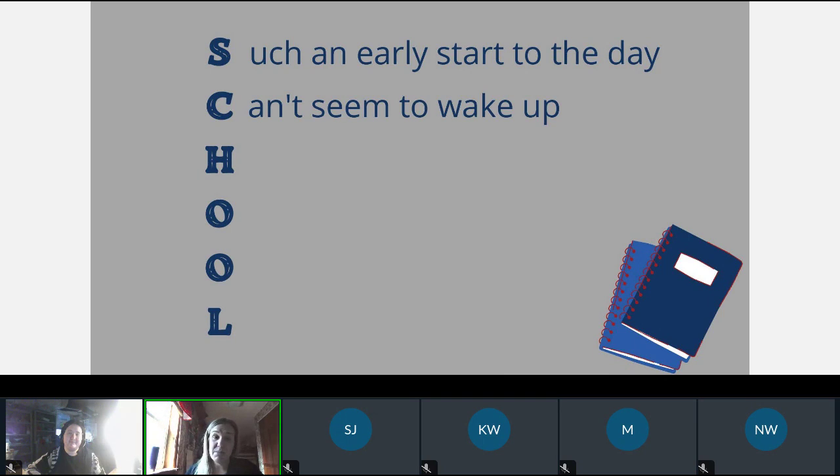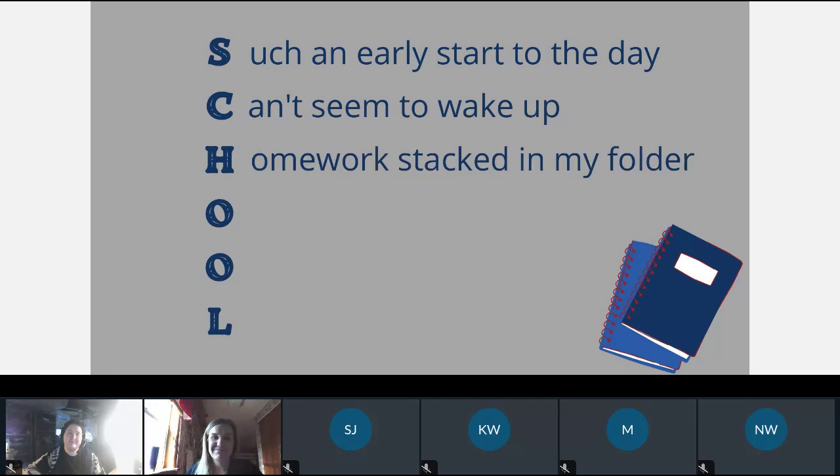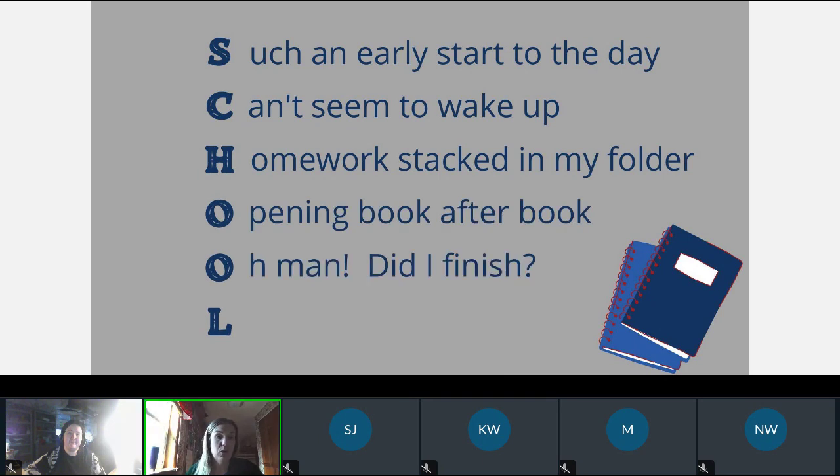Can't seem to wake up. Homework stacked in my folder. Opening book after book. Oh man, did I finish? Logging off now.